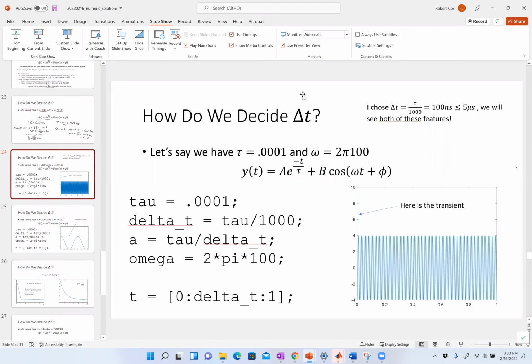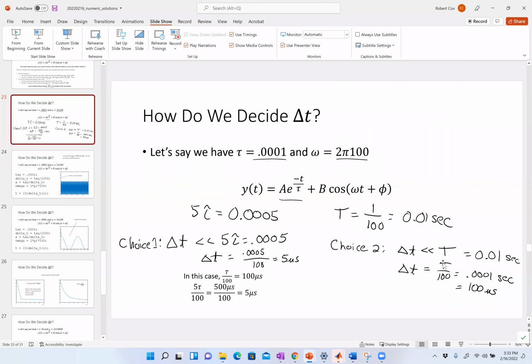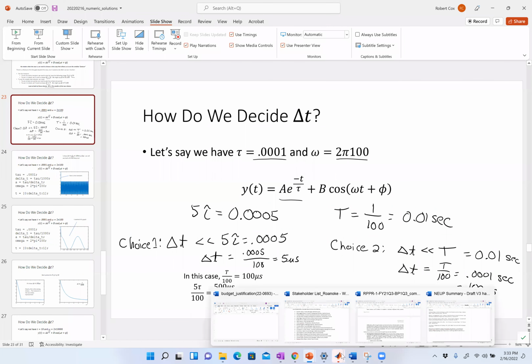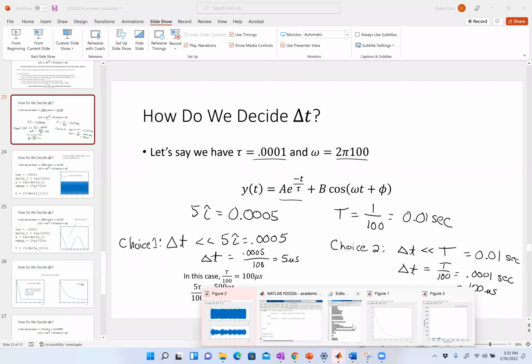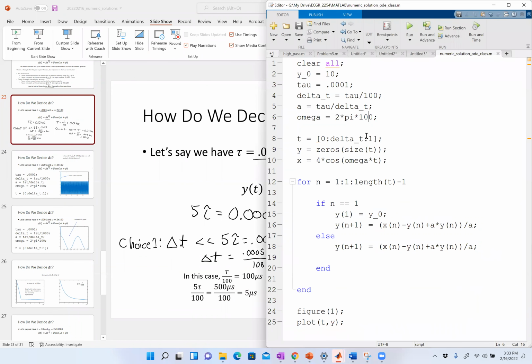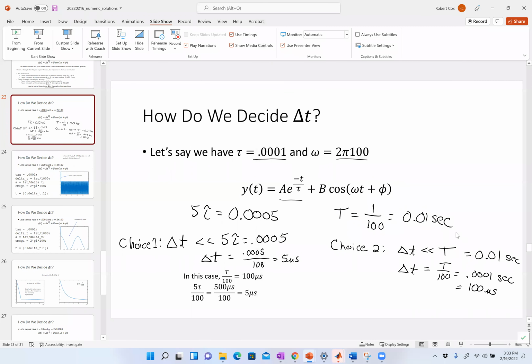What happens if I had chosen something stupid? Let's say I chose 100 microseconds instead of 5 microseconds. What would it look like in that case? What do you think the graph's going to look like? If I choose my time step to be 100 microseconds instead of 5, the steady state will look normal. Will I even see the transient?